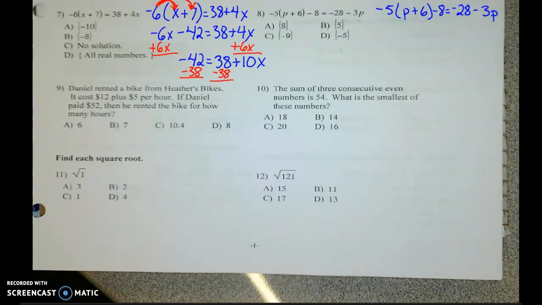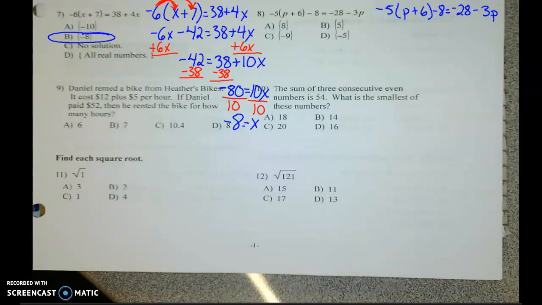Okay, so negative 42 minus 38. When we do that, that's going to give us negative 80 equals 10x. Now we need to divide by 10. That's going to leave us with x equals negative 8. So looking at our answer choices, B is our answer.